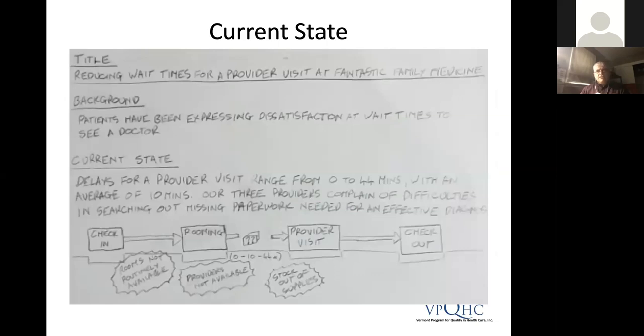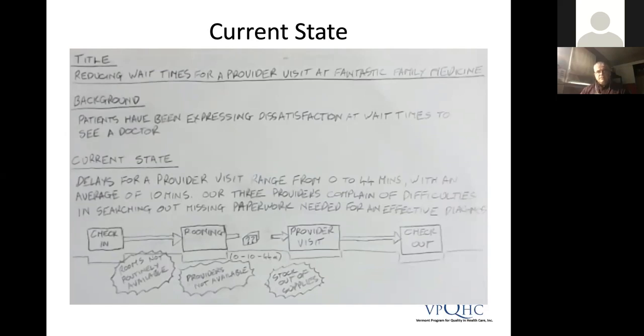Delays for a provider visit range from 0 to 44 minutes with an average of 10 minutes. Our 3 providers complain of difficulties in searching out missing paperwork needed for an effective diagnosis. So we're starting to get a lot more exact now. You've got some time data, 0 to 44 minutes with an average of 10. We know there's 3 providers. We know there's difficulties with searching missing paperwork.